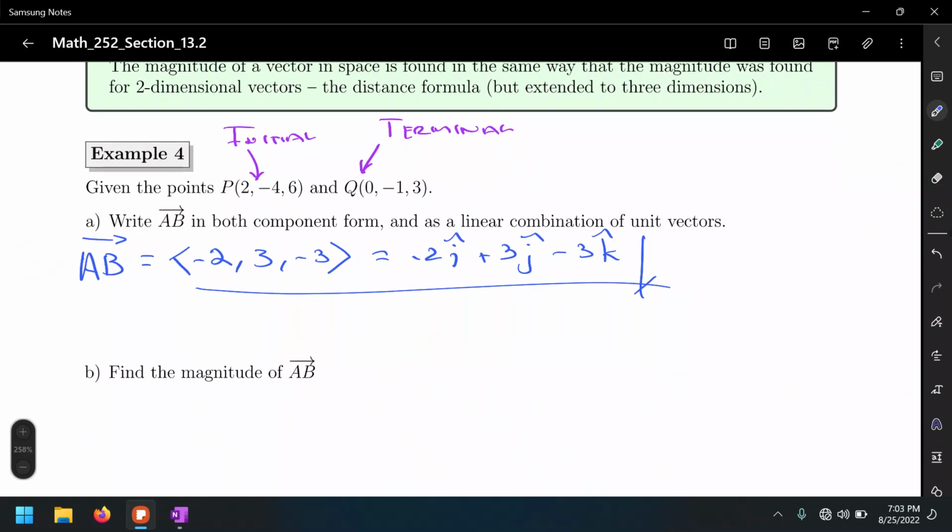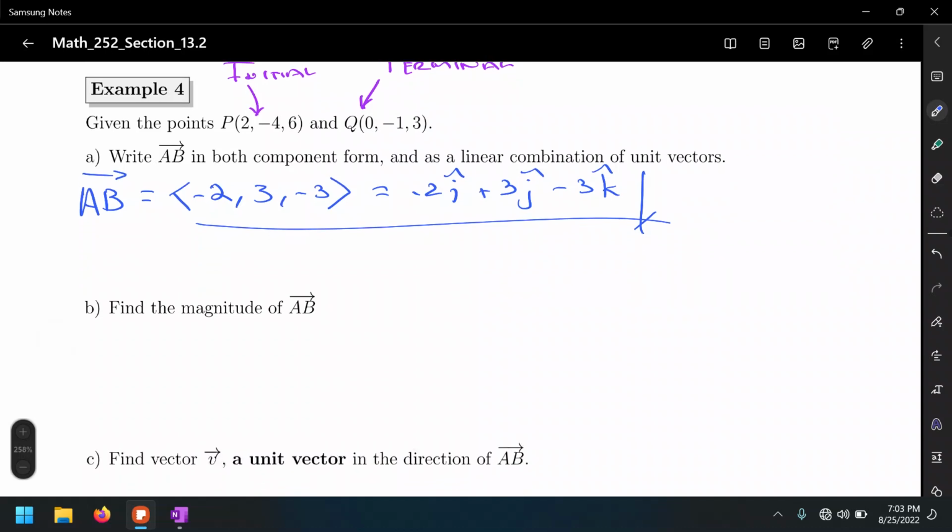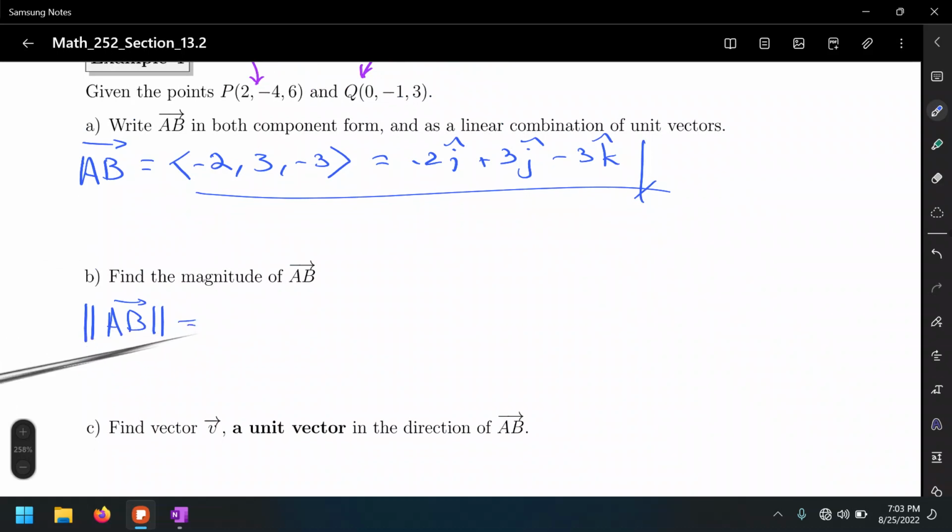Find the magnitude, same formula. It's the square root of the sum of the squares of the components. But in this case, we add the third component. We denote the magnitude with a double bar. I believe our textbook uses one single bar. But it's important to keep in mind all different ways to denote this.